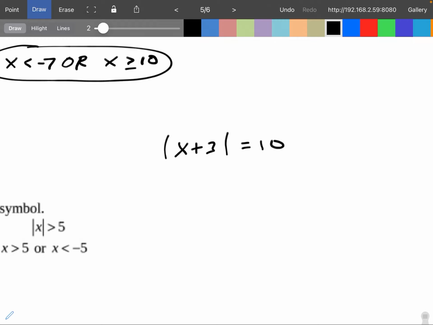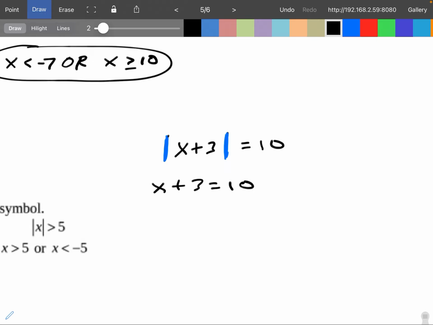You remember those? Remember how you had to get two cases? Does anybody know what the two cases were? Well, the first thing you had to do, remember, is get this symbol by itself. You had to get the absolute value by itself first.